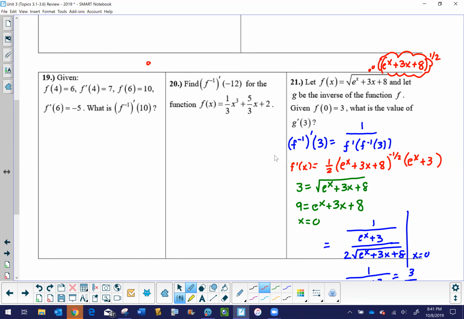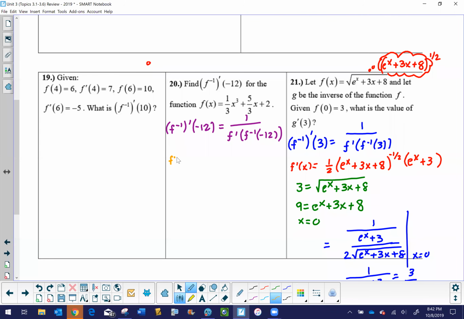You could use method 2 or method 3, but I'd like to use method 3 because it's a little bit more foolproof with most of the problems that we want to do. So let's write the formula, right? F prime, the derivative of the inverse at -12, is 1 over the derivative of f evaluated at the inverse of f at -12. So again, there's two things that we have to do, and you can do them in any order that you'd like.